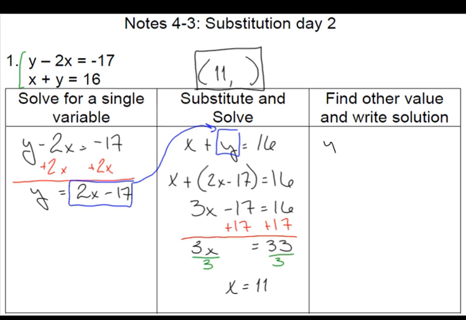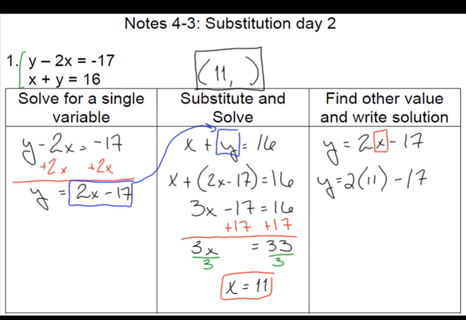I now go back to my equation over here, y equals 2x minus 17, and I'm going to replace my x with that value there. x is now going to be replaced with the 11. So I have y is equal to 2 times 11 minus 17. So 2 times 11 is 22, minus my 17. 22 minus 17 is 5. My y value is 5.